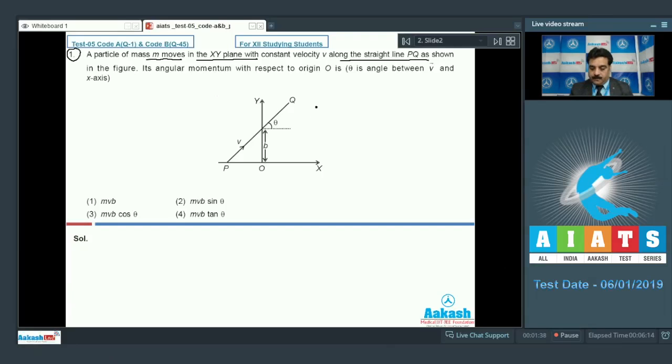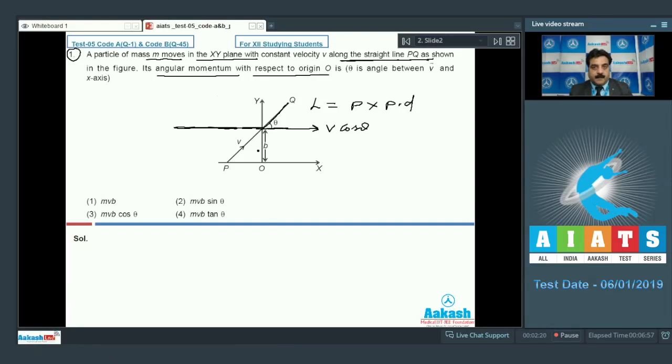So if I go for the angular momentum, we need only two things. Number one, linear momentum, and perpendicular distance. As the question says, velocity along straight line PQ. If I resolve this, we get the horizontal component of velocity, v cos theta. If I draw a line along the direction of v cos theta, we can say this line is called the line of motion. But I need to calculate angular momentum with respect to the origin O.